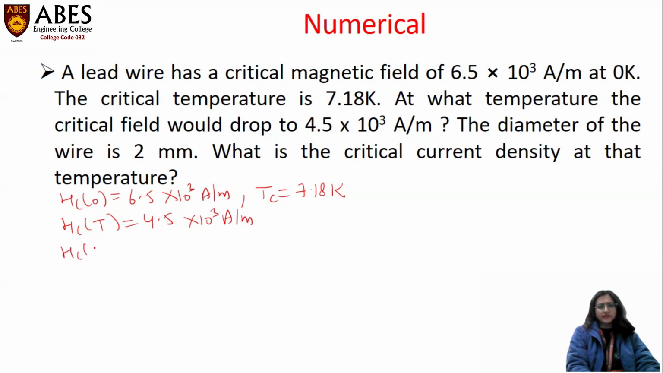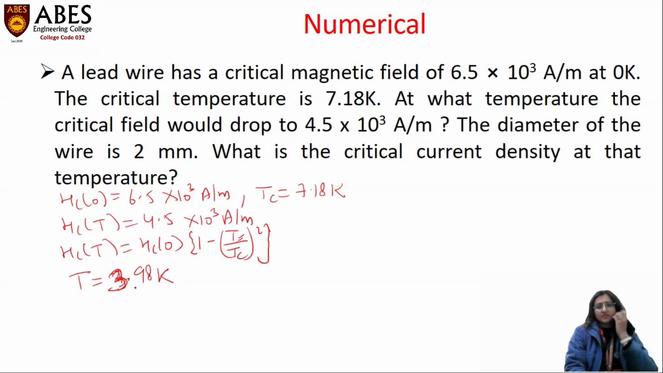This question we have already discussed. This was the very first numerical. Again, we will write the standard formula. So here we have to determine the value of this T. So when you keep these values, the value of T is found to be 3.98 Kelvin when you substitute these values.